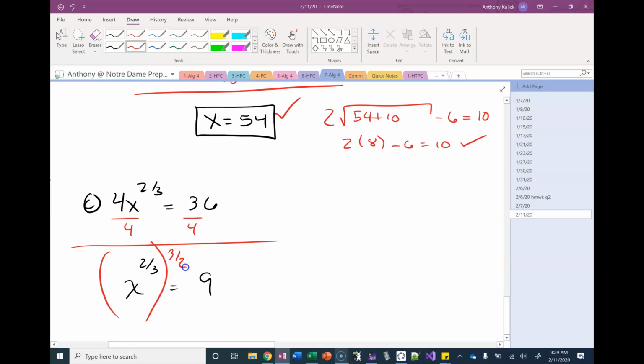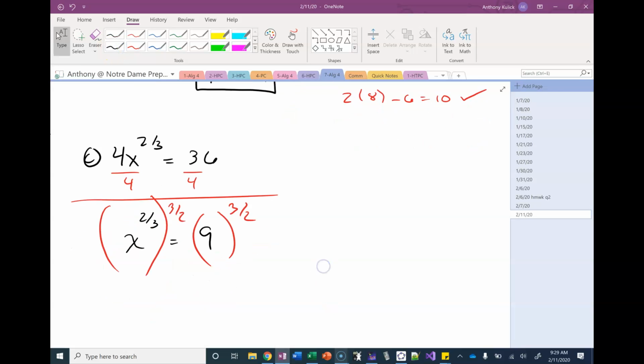I want to apply an exponent of 3/2 to both sides, because remember, when I have an exponent of an exponent, what happens there? Now those exponents multiply, right? And 2/3 times 3/2 is just 1. And 9 to the 3/2 is 27. You could type that into your calculator if you needed to, but it's not hard to do by hand. A prime factorization is all you really need there.